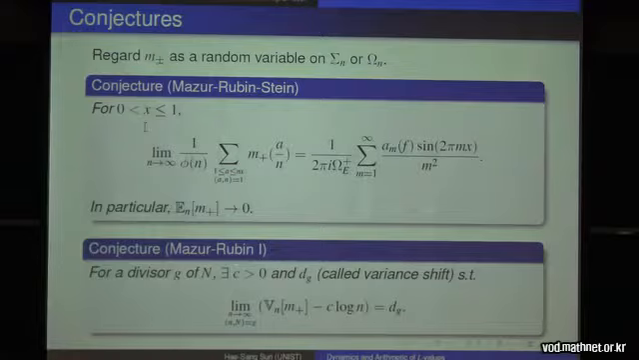The first conjecture of Mazur-Rubin is: for any divisor g of n, there exists some constant C and some other number, d_g, which only depends on g, called the variance shift by Mazur-Rubin, such that the difference between the variance of n plus and C log n converges to 0, d_g, I'm sorry, when n runs through all the integers whose GCD with n is equal to g. So this is the first conjecture by Mazur-Rubin.